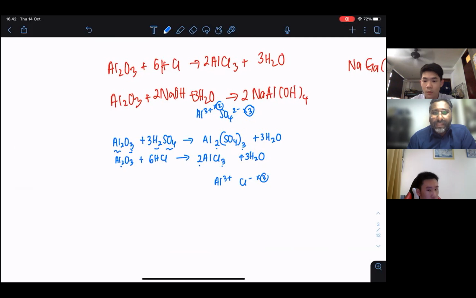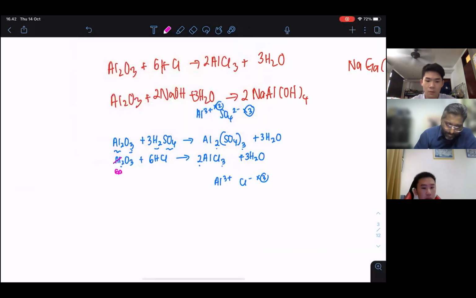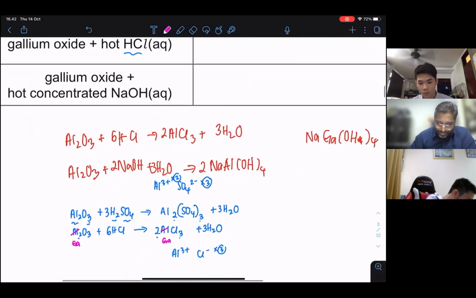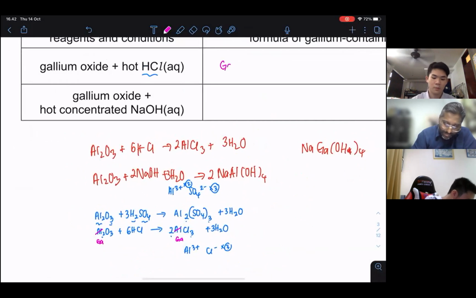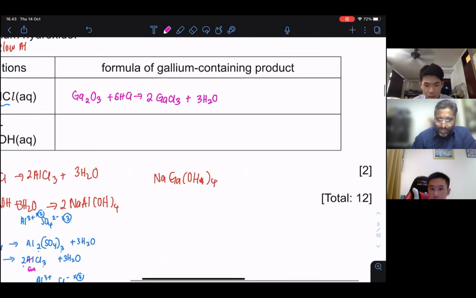If you want to write for gallium, it's the same. You just need to change this into gallium. If I rewrite this, it's going to be Ga2O3 plus 6HCl gives 2GaCl3 plus 3H2O.